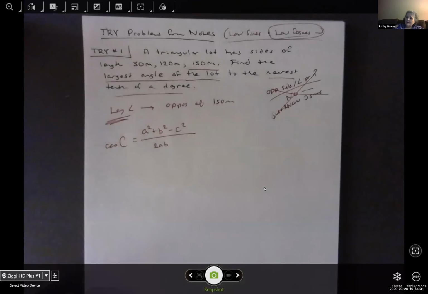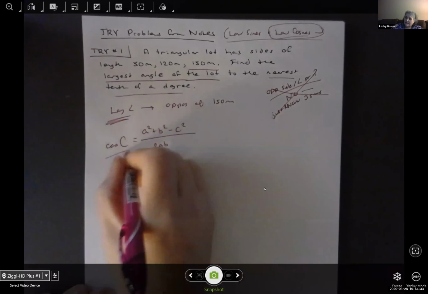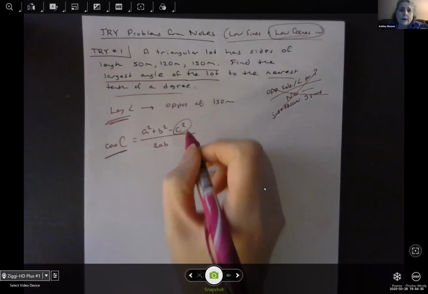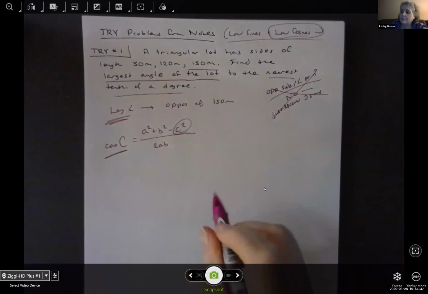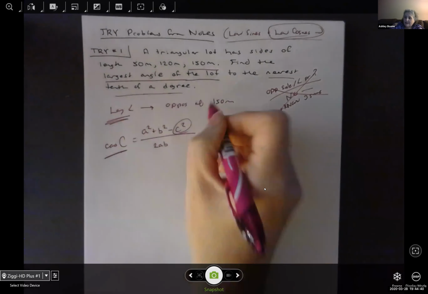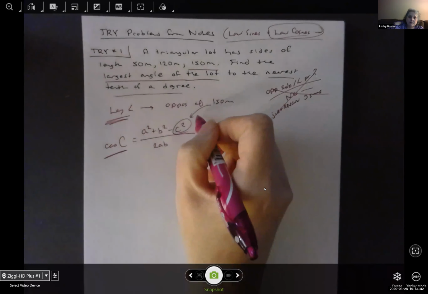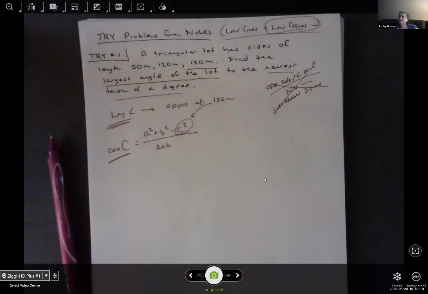Remember, the angle is opposite the side squared for the side that's opposite of that angle. So my C, excuse me, just a moment. Let me pause this. Sorry, had a little interruption there.